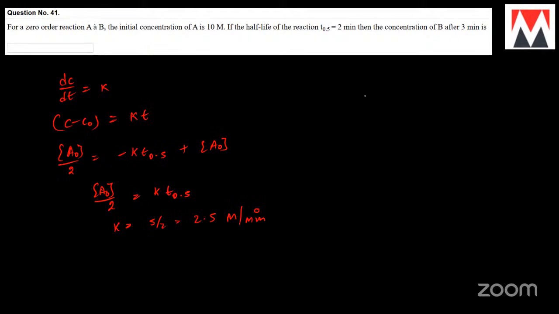It is asking what is the concentration of A after some time. So it is nothing but A minus 10 is equal to 2.5 into 3. So the change is 7.5. This is the change, C minus C naught. Your leftover concentration is 7.5 molar. So your answer is 7.5.